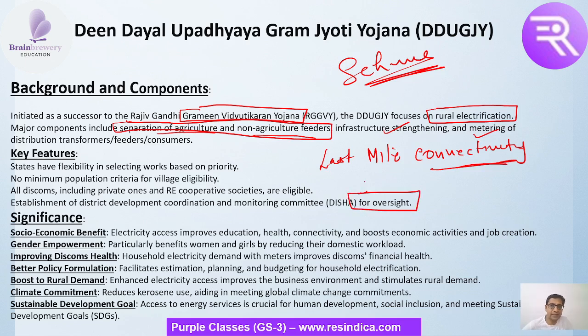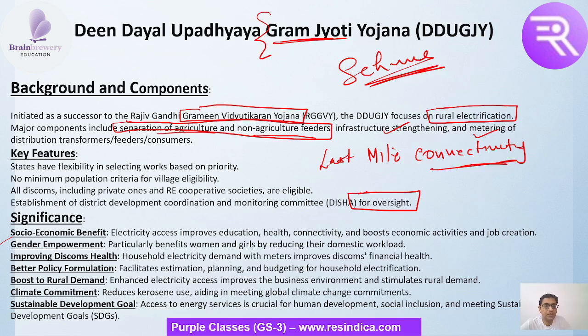So obviously this Deen Dayal Upadhyay Gram Jyoti Yojana is for rural electrification, and you will be getting socio-economic benefits from it, okay? Like health, education, connectivity with the internet, and job creation will be done because the power sector will boost a whole lot of sectors over there, right? Then gender empowerment, more and more women and girls will benefit, as they have to do a lot of workload which can be done by machines.